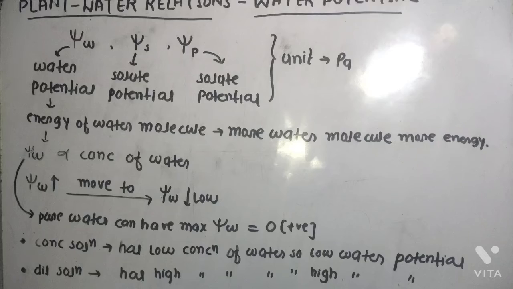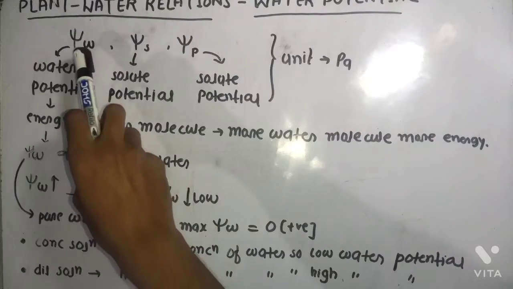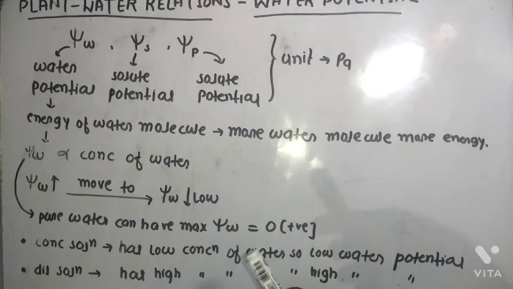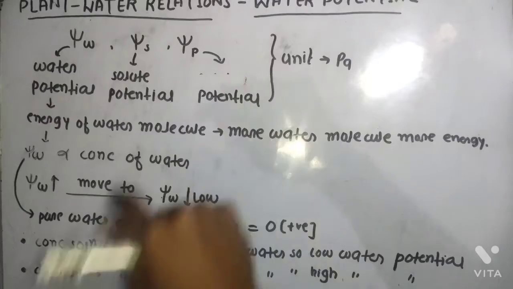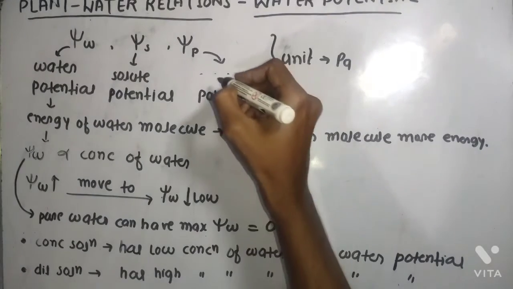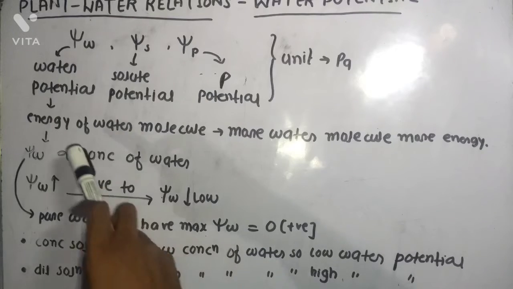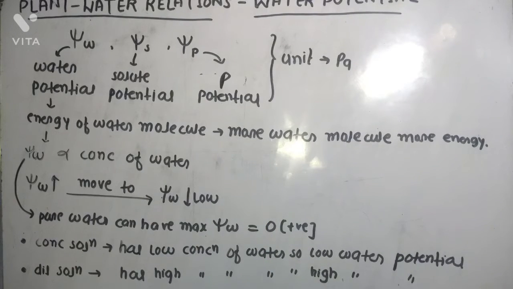So now I'm going crisp. These are the symbols to represent water potential, solute potential, and pressure potential. Actually, my mistake. Pressure potential, and the unit is Pascal. Can you see that we are talking about potential energy, but we are writing the unit Pascals? Yes, that's why we have to look at something else. But just look here, we are trying to understand the energy.